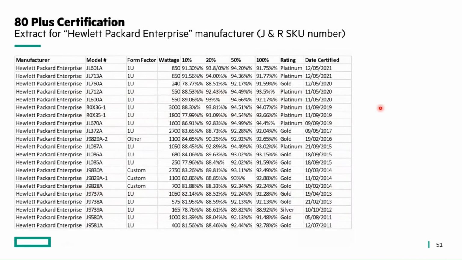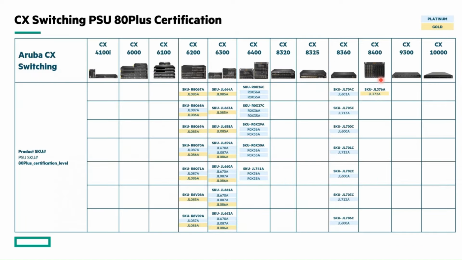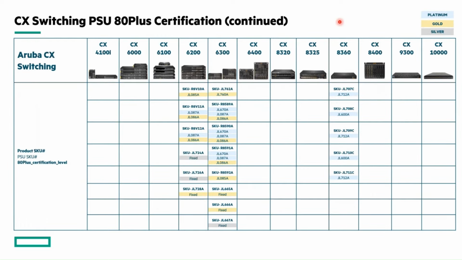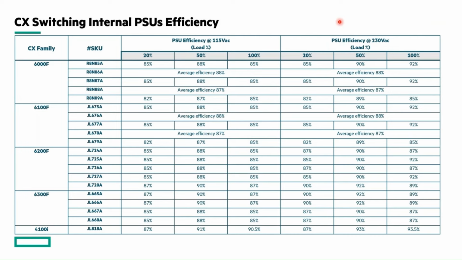Here is a list of HPE PSUs that you will find on the official website of 80 plus certification, where you can see the ratings for each of the power supplies. Here is a brief view of those power supplies and their ratings. You can see most of the power supplies are rated platinum or gold. Here is the list of internal PSUs that have been rated by 80 plus certification, which you can find here with their respective efficiencies.